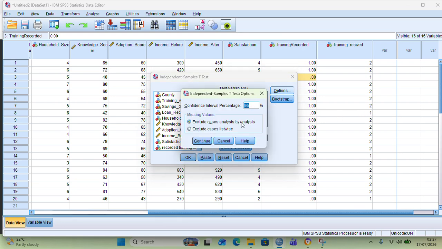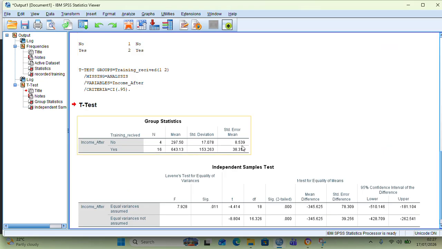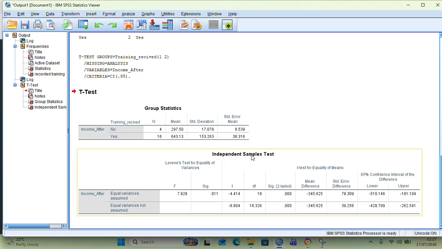Let's see what is there in the options. We will have this confidence interval percentage. You click continue, then you click OK, and then you have your output. So we have the t-test in terms of group statistics where you have income after, no, yes. Then you can see there is a big difference between the mean of those who did not receive training and those who received the training.